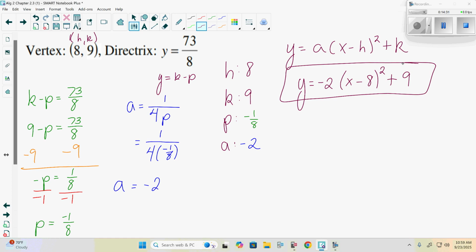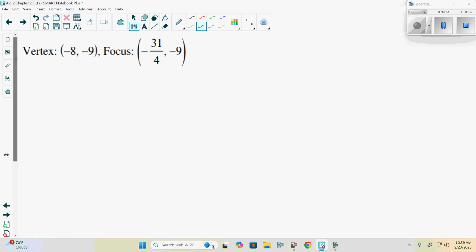We good? All right. So let's look at this next one here. We are given the focus and the vertex. The vertex is (-8, -9). The focus is (-31/4, -9). So which one of the two values changed? The first or second? The first, because I have an h value of -8 in the vertex, but I don't have an h value of -8 for the focus, which means we had to add something to it. We added some value of p.